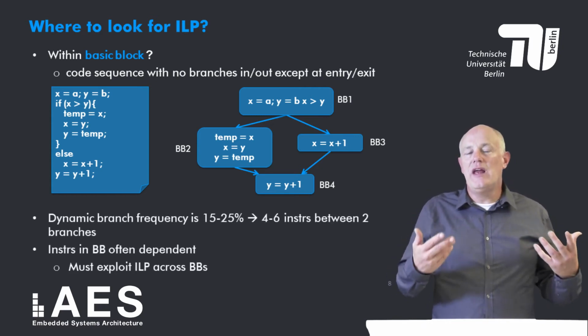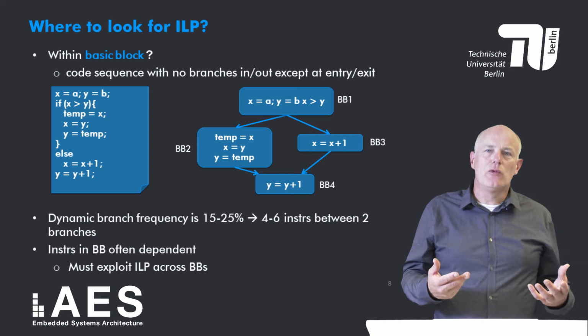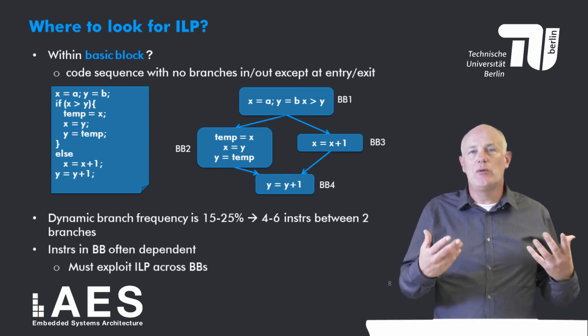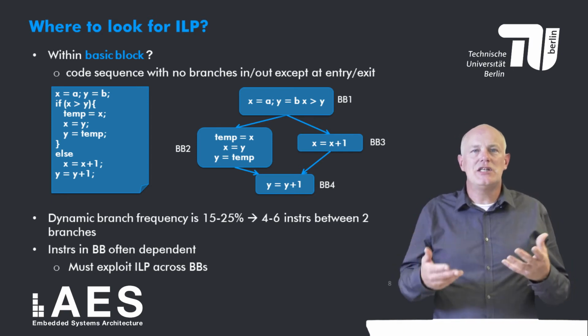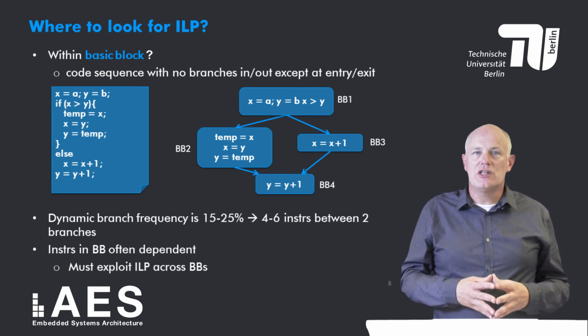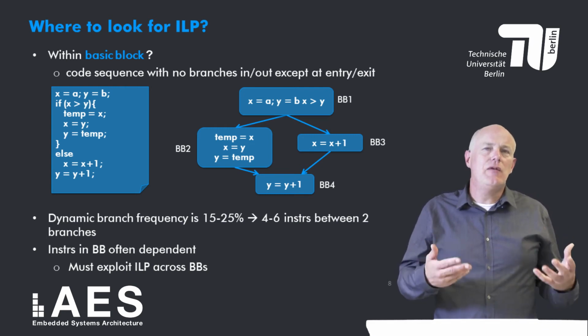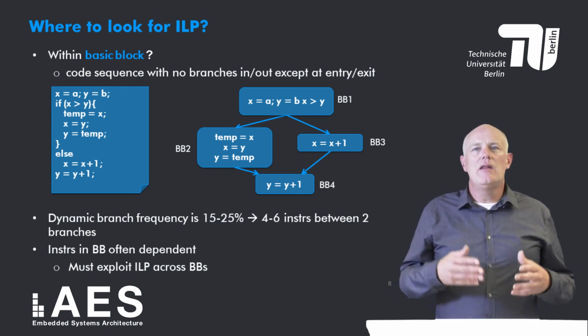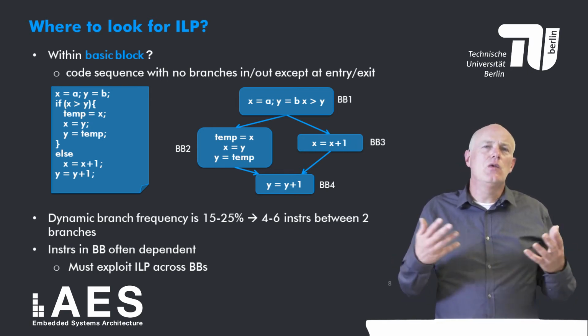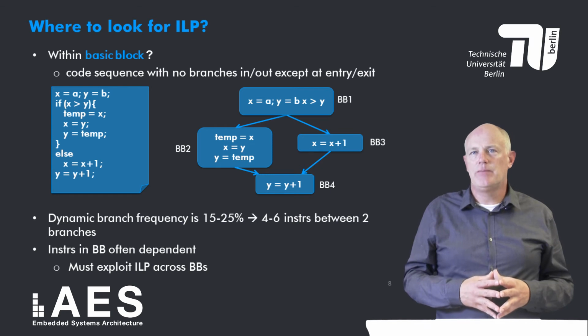Finding ILP within basic blocks is relatively simple to perform in hardware, but unfortunately the dynamic branch frequency, that is the number of branches executed divided by the total number of instructions executed, is typically 15 to 25%. That means that only 4 to 6 or 7 instructions are executed between two branches.